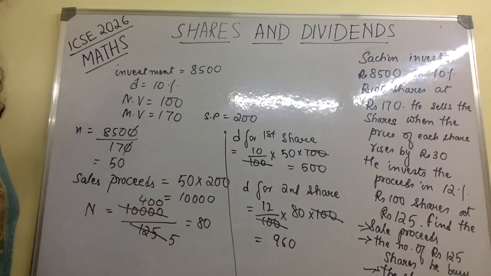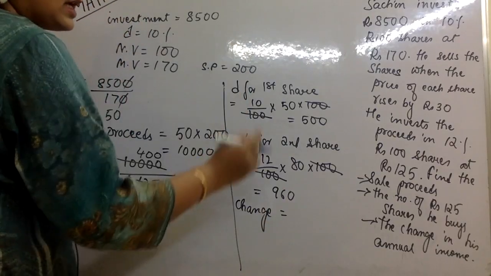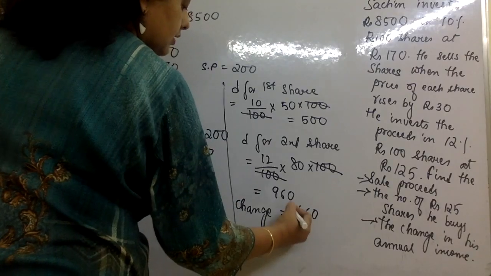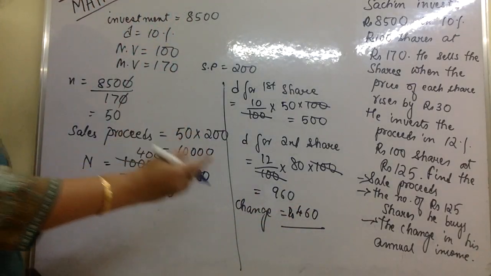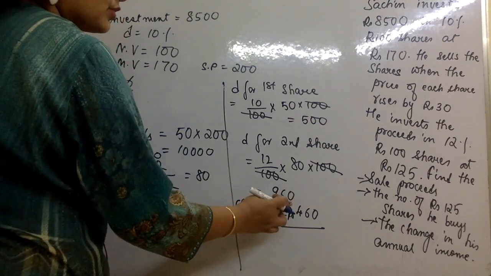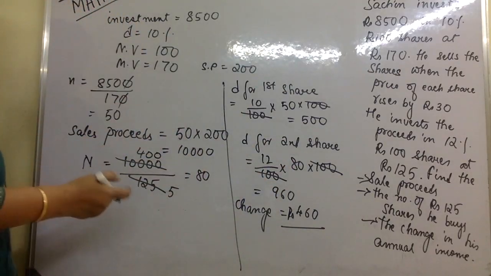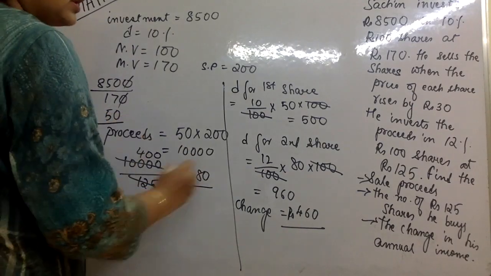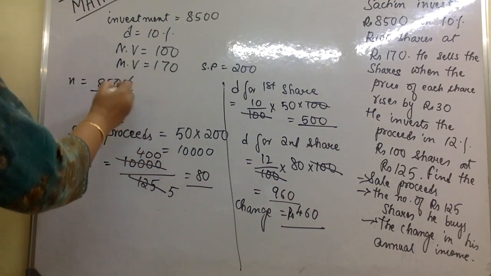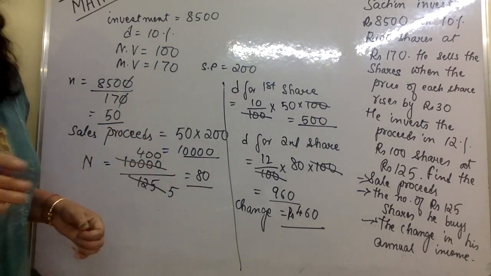What is his change? How much is the change in his income? The change in his income is clearly 960 minus 500, which is 460 rupees. Don't forget to put the rupees here, because this is where you get your marks. The unit will be checked. So write rupees 460. That gives me 460. So we got the number of shares here, we got the first income, the second income, and then the change in income. We also got the sale proceeds here. So all the answers are ready.